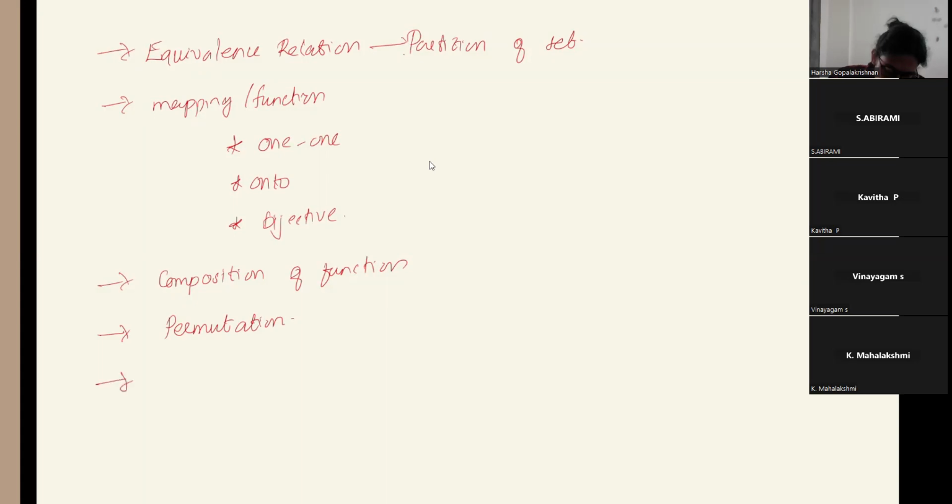Then we studied what an enumerable set is, what a finite set is, what a countable set is.